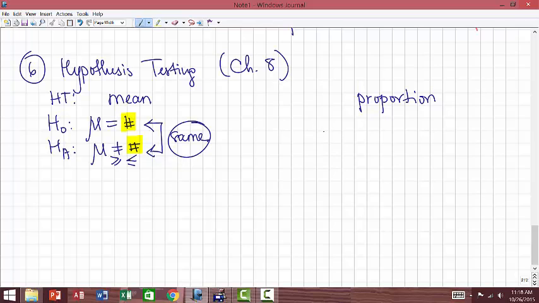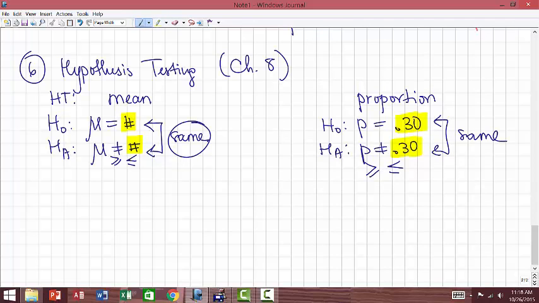Similarly for proportion. The H naught would say that the proportion is equal to some number, so let's say 0.30. And remember, this has to be in decimal. And the alternative will either say that it's not equal to 0.30 or maybe greater than or less than. But again, this number needs to be the same. Just like with mean, it has to be the same number.